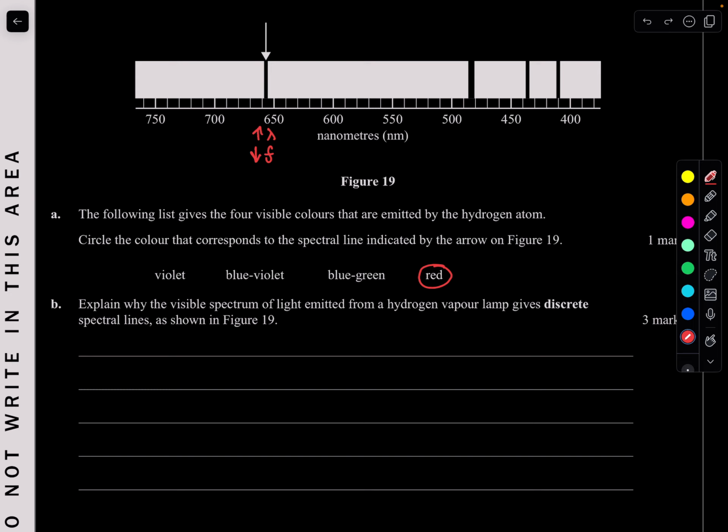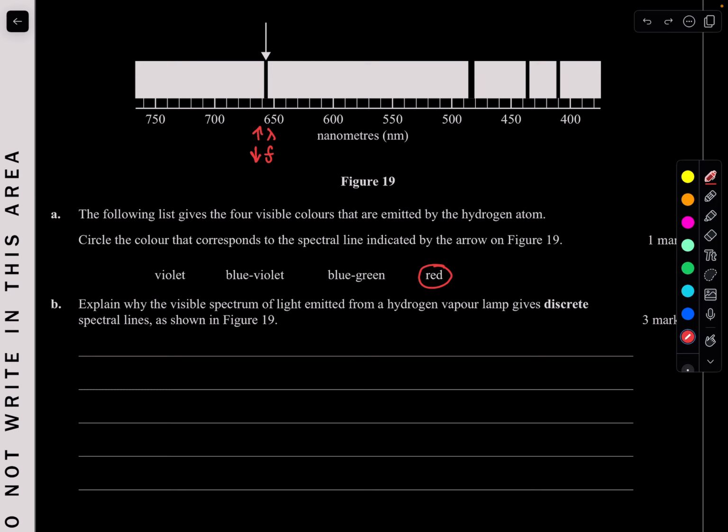This question comes up in many of the practice exams that I've done, so I've written my basic response, but make sure you answer the question. In this case, it's a hydrogen vapor lamp. From my notes, an electron can only exist in certain orbits, basically corresponding to discrete energy levels.